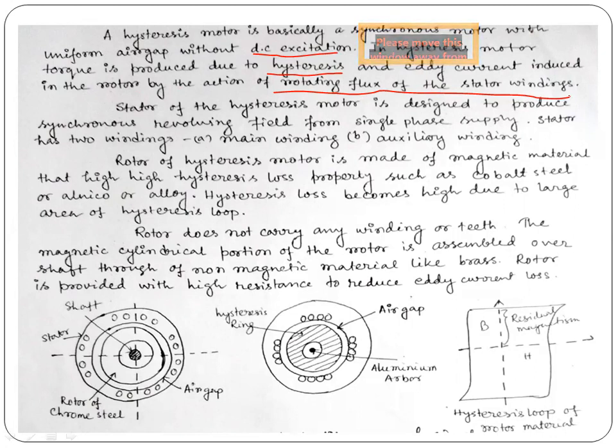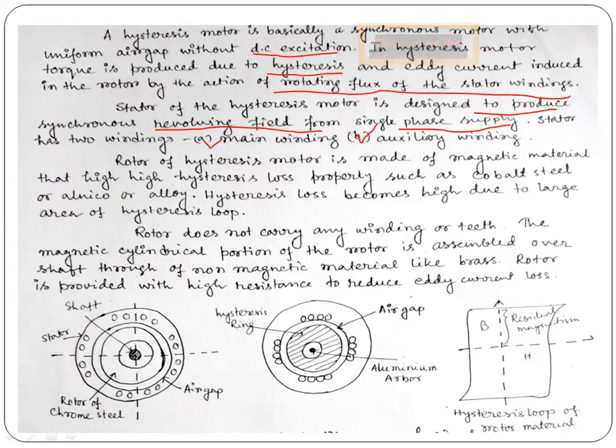The stator of the hysteresis motor is designed to produce a synchronous revolving field from a single phase supply. Stator has mainly two windings, main winding and auxiliary winding.